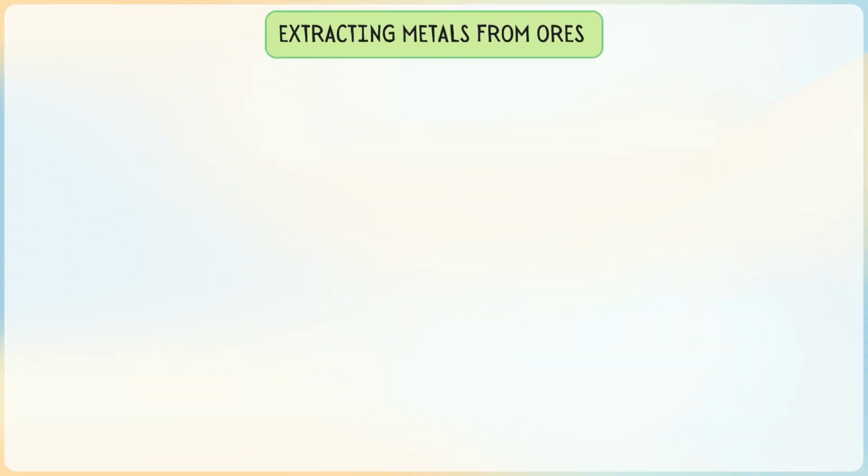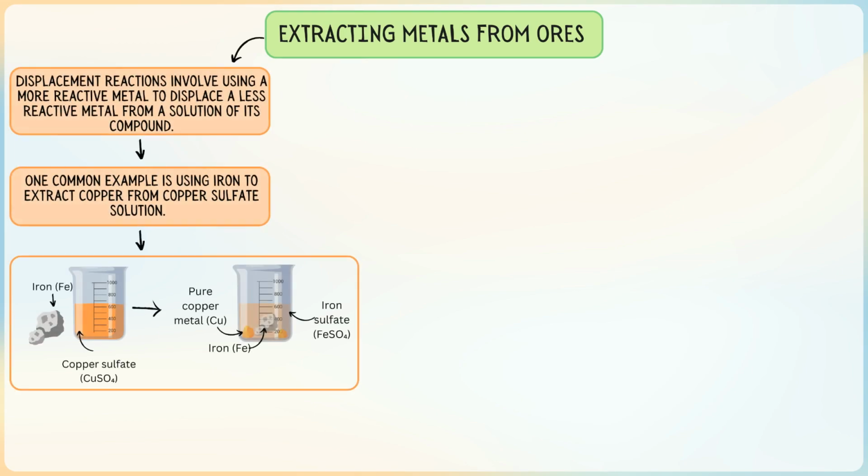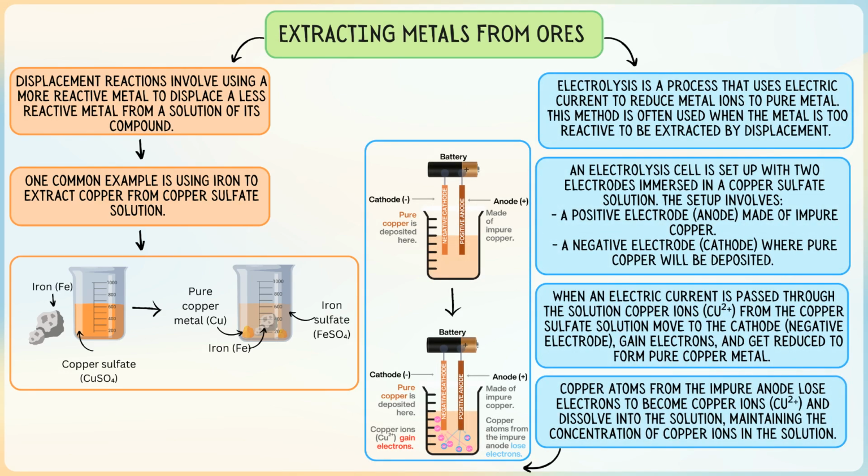In today's lesson, we explored two primary methods of obtaining metals from their compounds: displacement and electrolysis. We began by discussing the displacement method, where a more reactive metal, such as iron, is used to displace a less reactive metal, like copper, from a solution of its compound. Next, we delved into the electrolysis method, which uses electric current to reduce metal ions to pure metal.